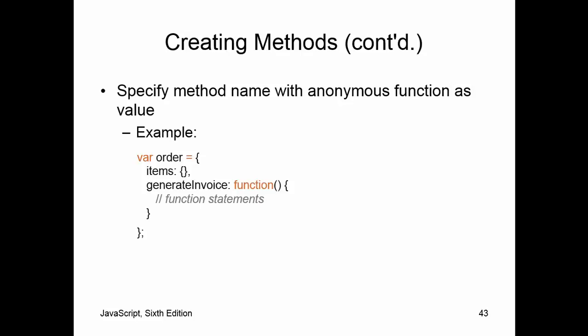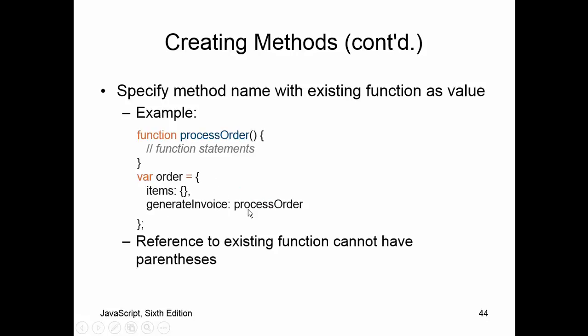All right? So here's an example where this is an order object because it's in the curly braces. And inside of here, we're going to have both an object called items, and we're going to have a function in here that's called generate invoice. It's going to have some code in it. But if you want to, you can take the function and declare it outside of the actual object, and then reference it in here. And notice when you refer to it in here, you cannot use parentheses.